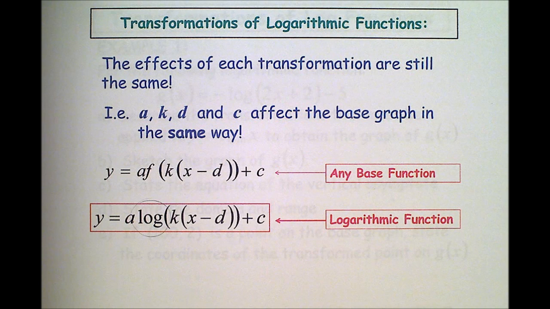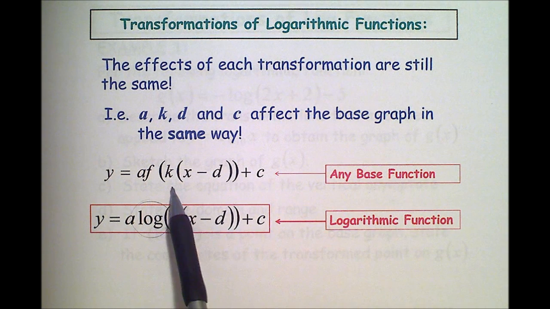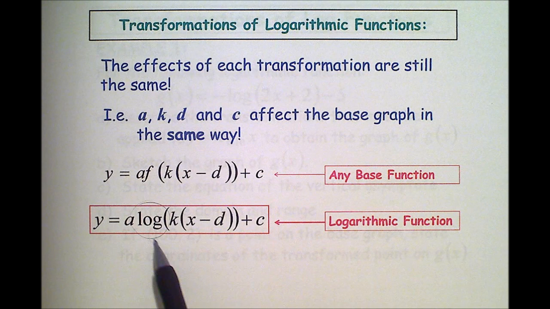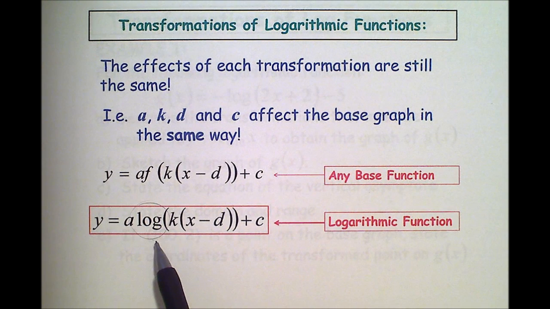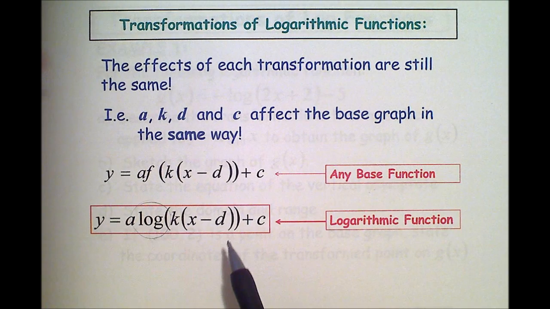Okay, so the effects of each transformation are still going to be the same. So a, k, d, and c will affect the base graph in the exact same way that they've affected the base graph of any of our functions. So whether you're looking at any base function or a logarithmic function, the transformations get applied in the exact same way. So a and c are still your vertical transformations, k and d are still your horizontal transformations.